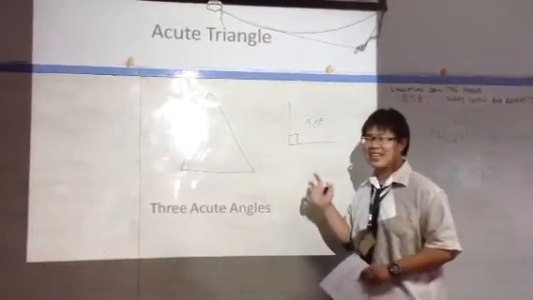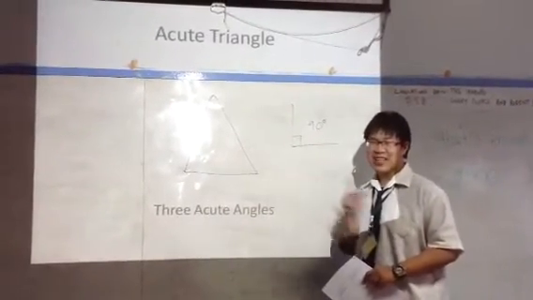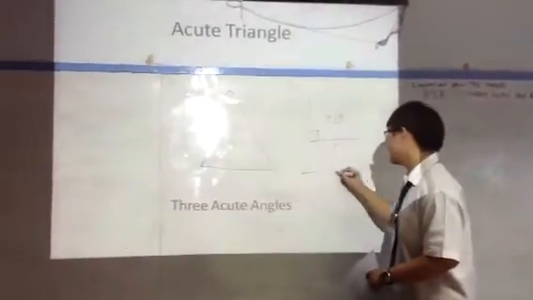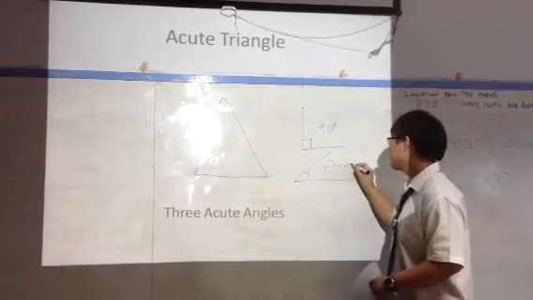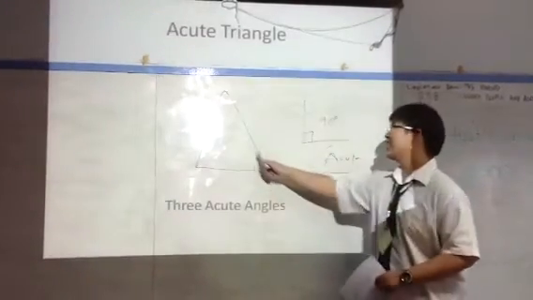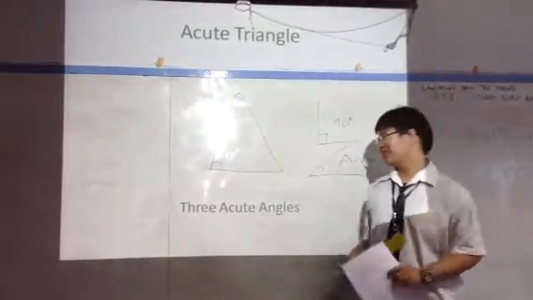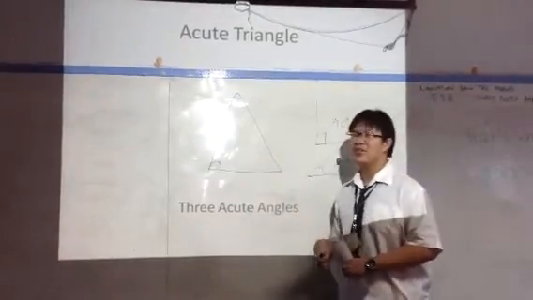So what is less than 90? 89, 88, 87, and anything below that. So it would look like this. So this is being acute. As you can clearly see, these are acute angles. So this is what you would call an acute triangle.